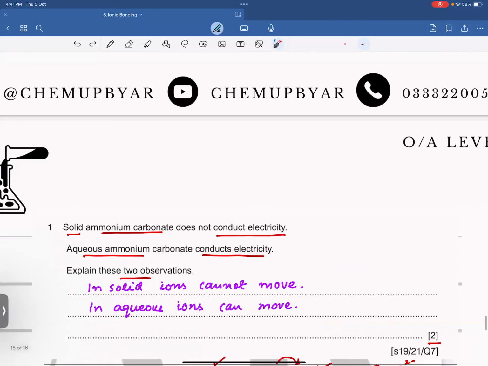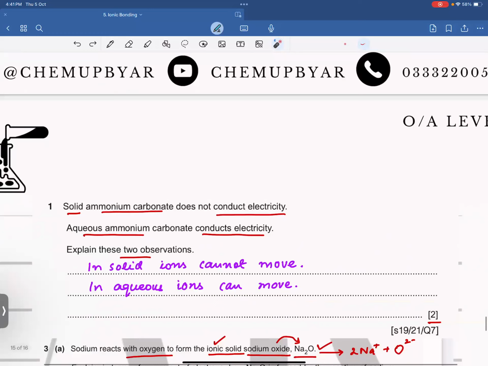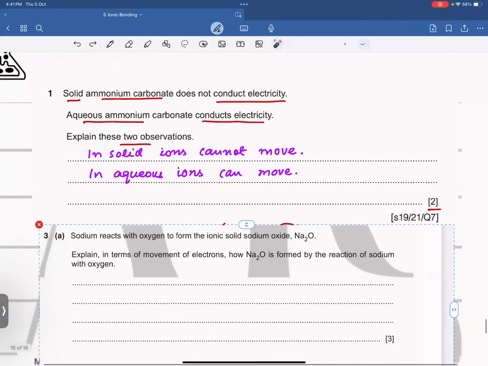Now think of this question that I have shown and try to answer this one.